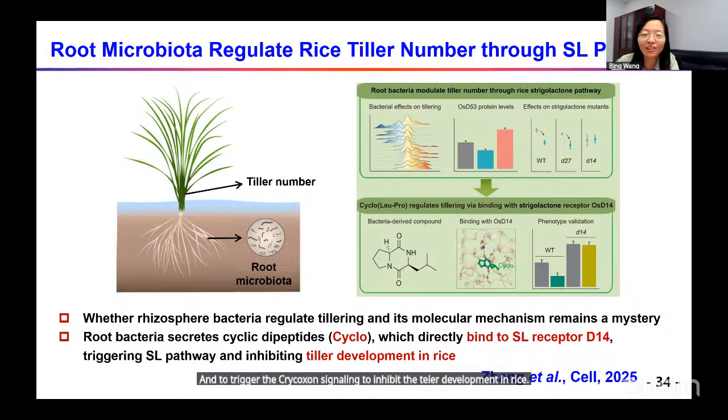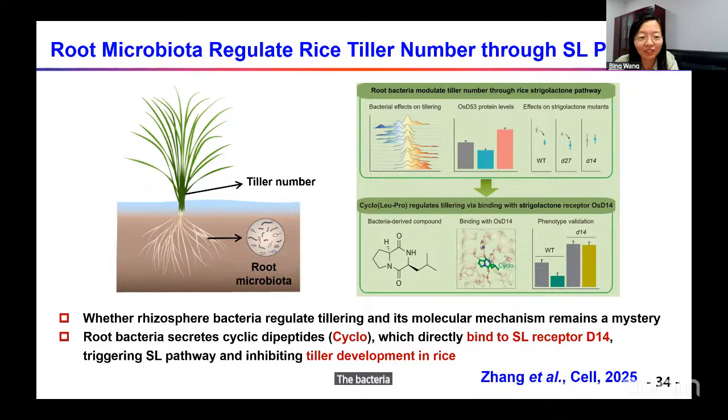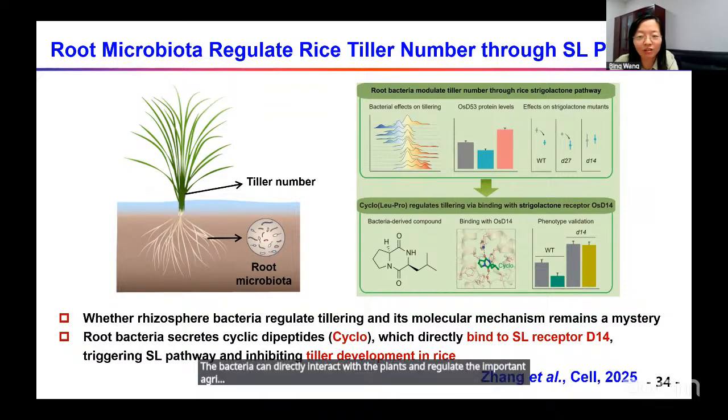So this is a very interesting story, and it tells us that in the rhizosphere, the bacteria can directly interact with the plants and regulate important agricultural traits.